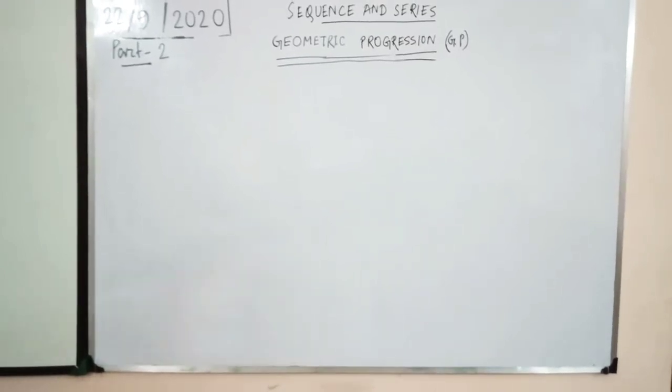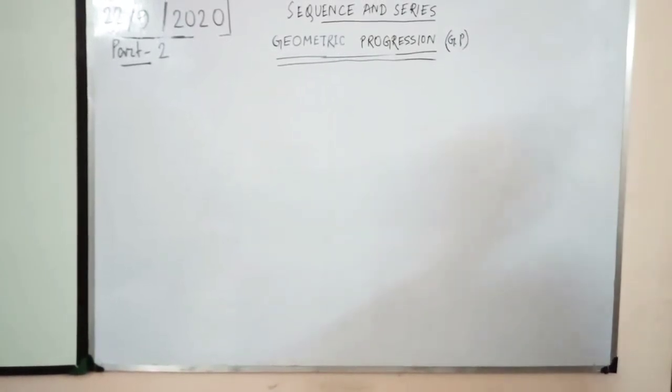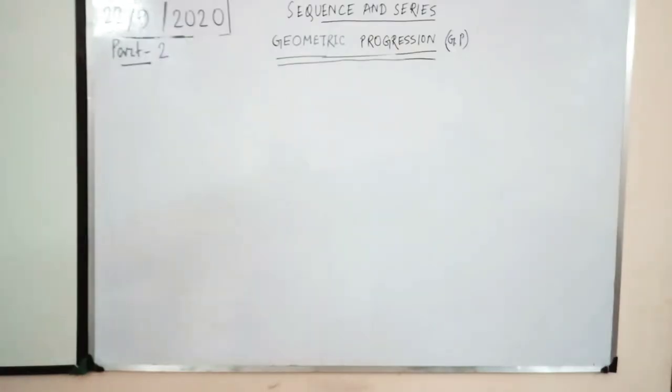So welcome to part 2 of sequence and series. Here we learn the geometric progression. Geometric progression is another kind of progression, unlike arithmetic progression. Here, the same number is getting multiplied with each of the terms as it proceeds.